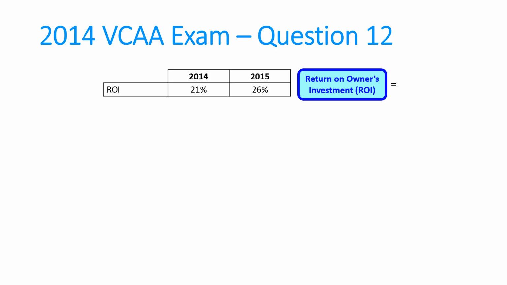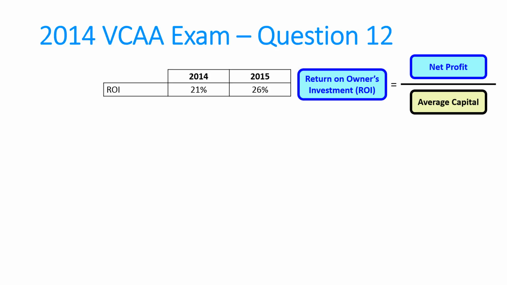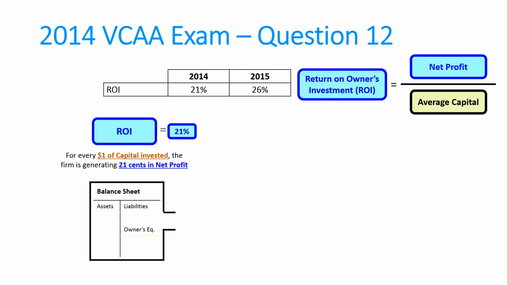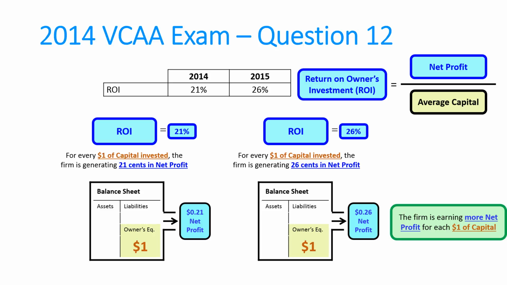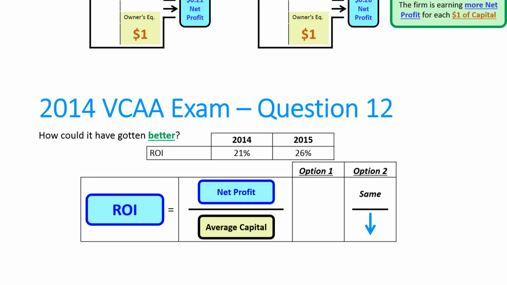What about the ROI? What does that mean? Well, it's measured as net profit on average capital. So it's gone up. So what does it mean? When it was 21%, it meant for every dollar of owner's equity the business has, it was generating 21 cents in net profit. That's gone up in 2015. For every dollar of owner's equity, we're now getting 26 cents of net profit. So I'm a little bit better off. I'm a little more profitable. I'm earning more net profit for each dollar of capital in the business.